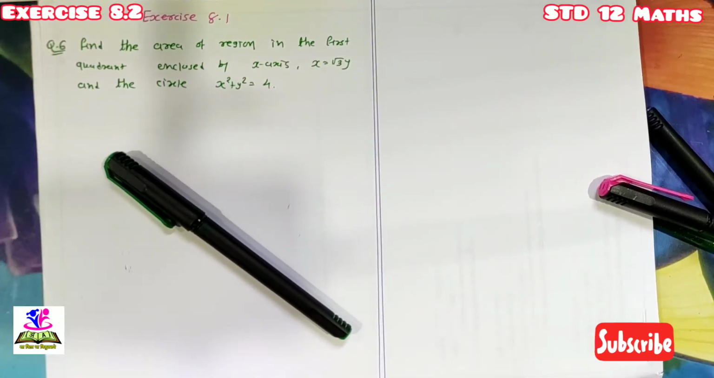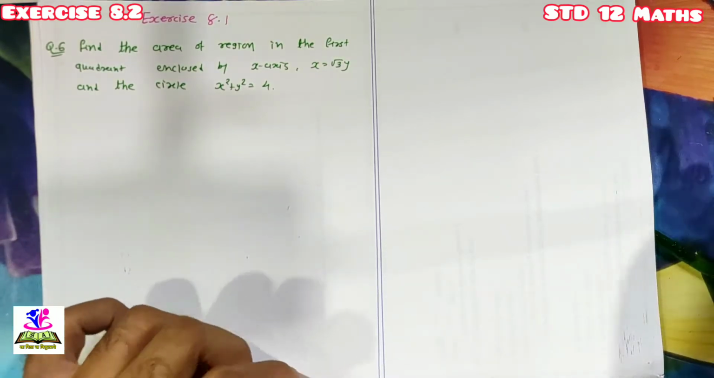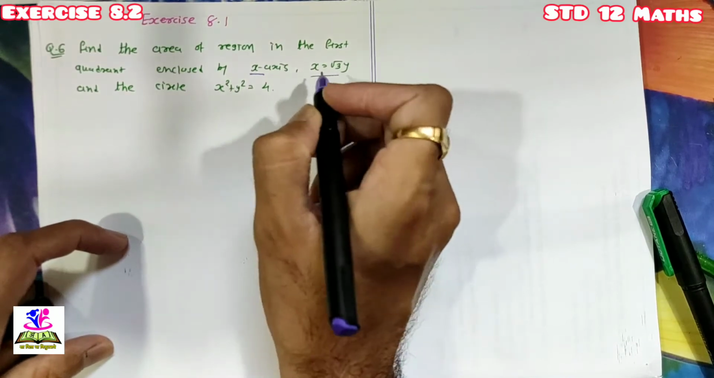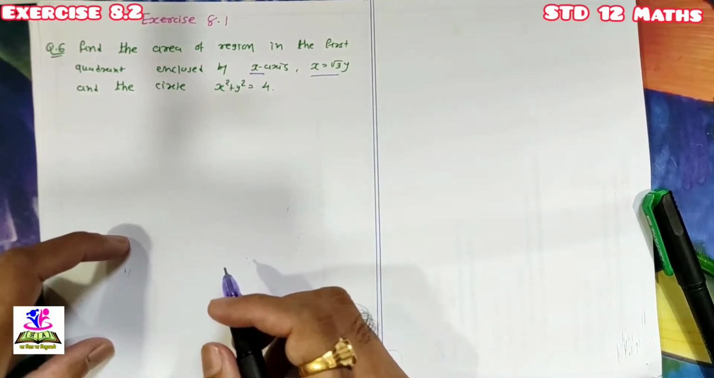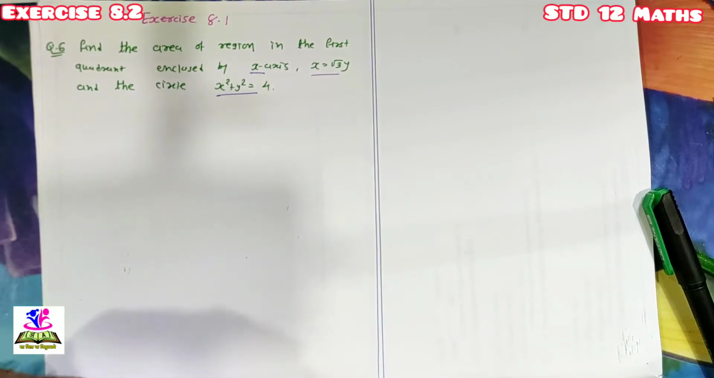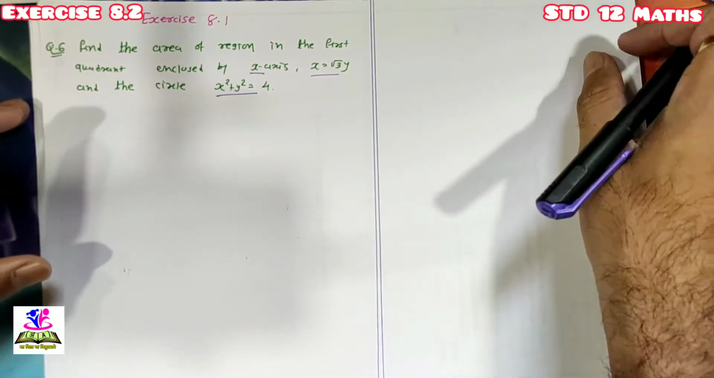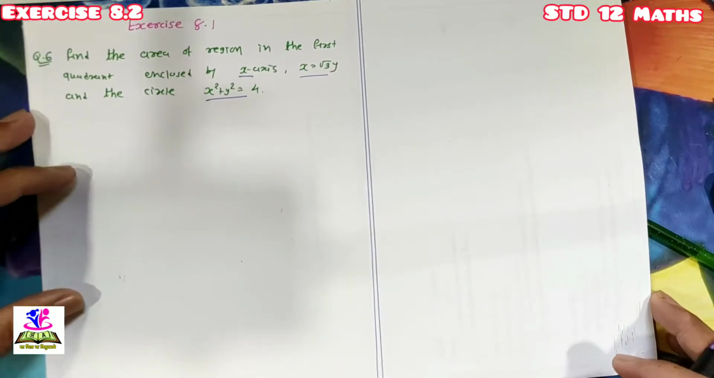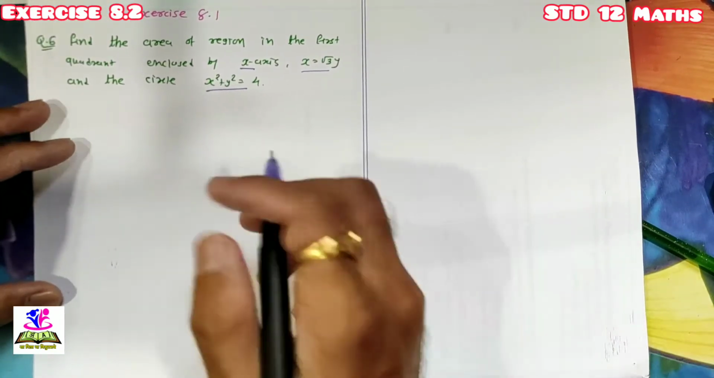Question number 6. Here you have to find the area of the region in the first quadrant enclosed by the x-axis, x equal to root 3y, and the circle x square plus y square equal to 4. So circle is given and two lines are given. So first we'll try to draw the diagram.